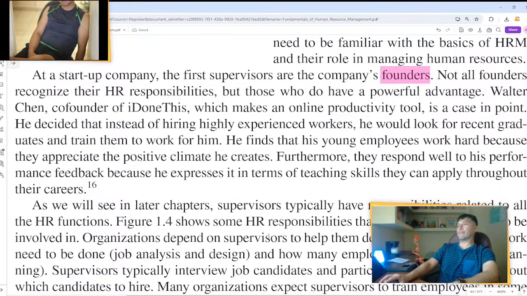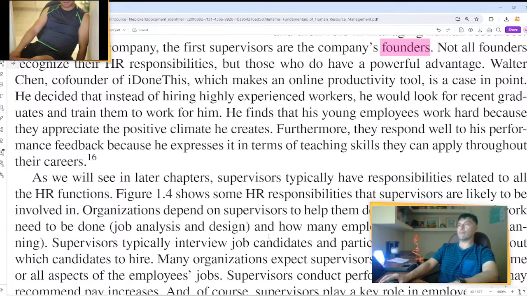He finds that these young employees work hard because they appreciate the positive climate he creates. Furthermore, they respond well to his performance feedback because he expresses it in terms of teaching skills they can apply throughout their careers.